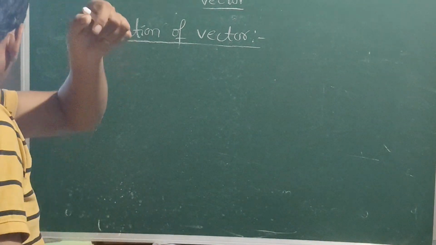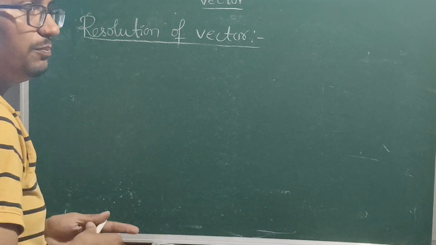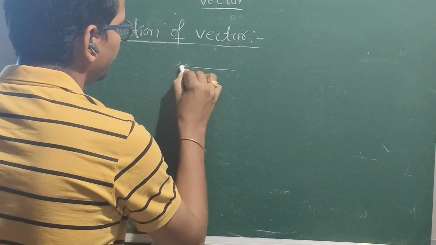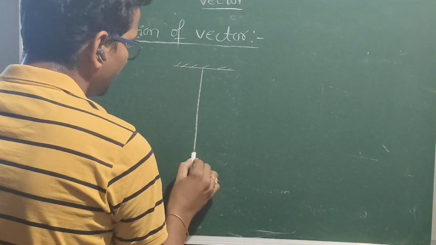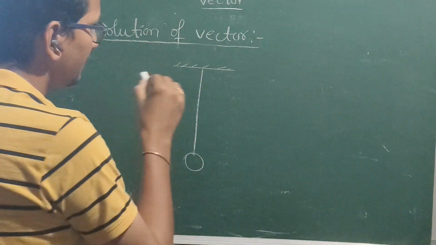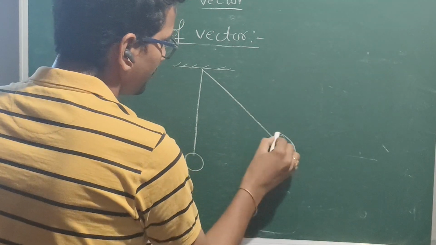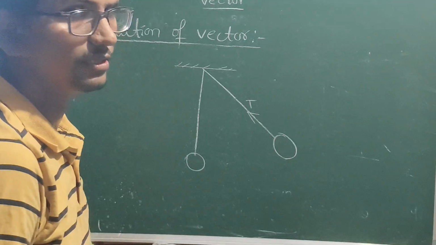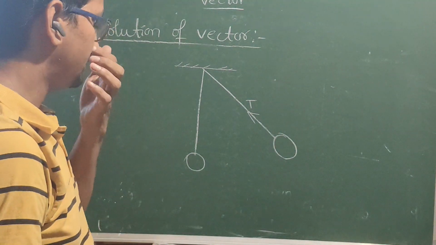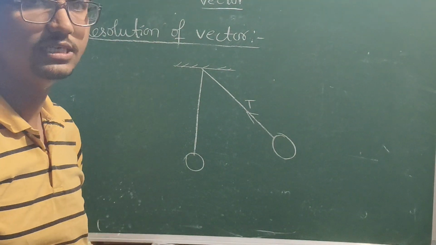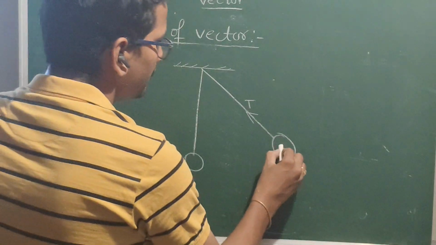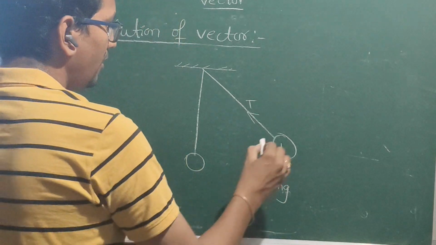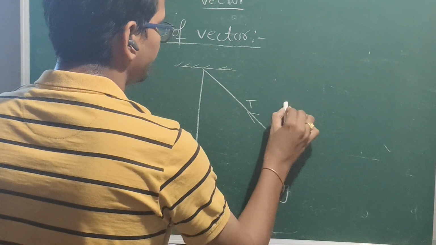Another example, if you take a simple pendulum, for example, one bob is suspended freely. If you drag the bob, what happens? Tensional force takes place, because when the string is connected to the bob, tension is always acting on the string. The actual weight of the body acts in the downward direction. That is called mg.